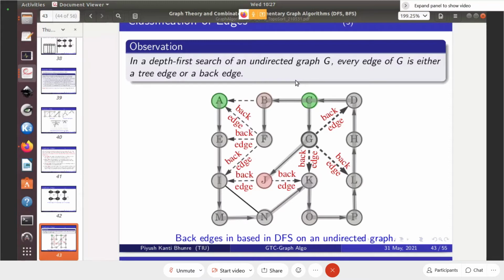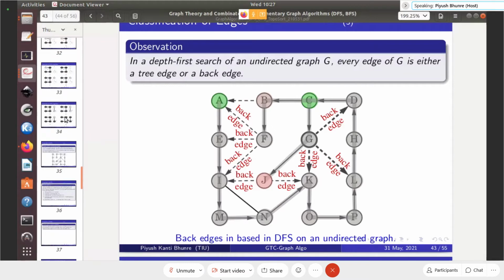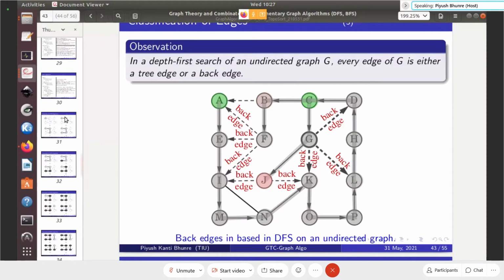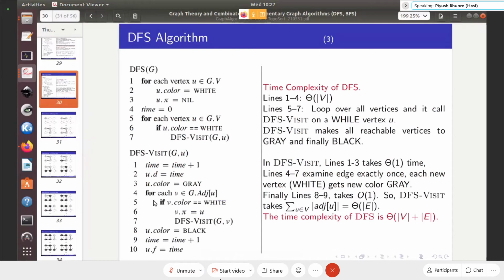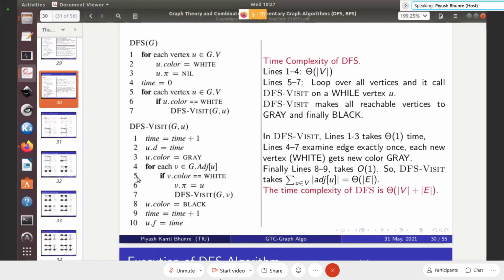So if you modify the DFS traversal as you did for BFS in your assignment, if you manipulate something over here, at line number 5, so if it is white, then you do something. If it is not white, then you have to put an appropriate condition to identify what type of edge this is, say u to v or v to u. From there you can label all the tree edges as well as back edges.